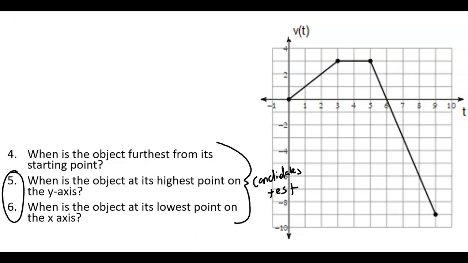So when you're doing the candidates test, my input variable is time, and we're talking about the position S, and we want to know when is the position greatest and when is it least. When it's greatest, that tells you when it's highest up the y-axis, and when the position is least, that tells you when it's lowest on the y-axis. And by the way, this is a typo. That should say y-axis, not x-axis.